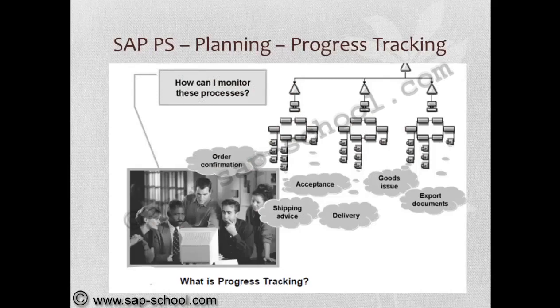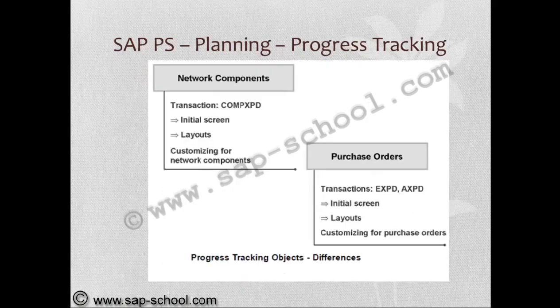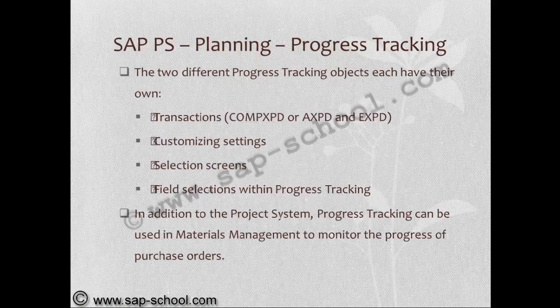So in progress tracking, we can monitor these processes: order confirmation, acceptance, shipping advice, delivery, goods issue, and export documents. For the two objects, network components and purchase orders, different transactions will be used. The transactions will be COM, PXPD or AXPD, and EXPD.